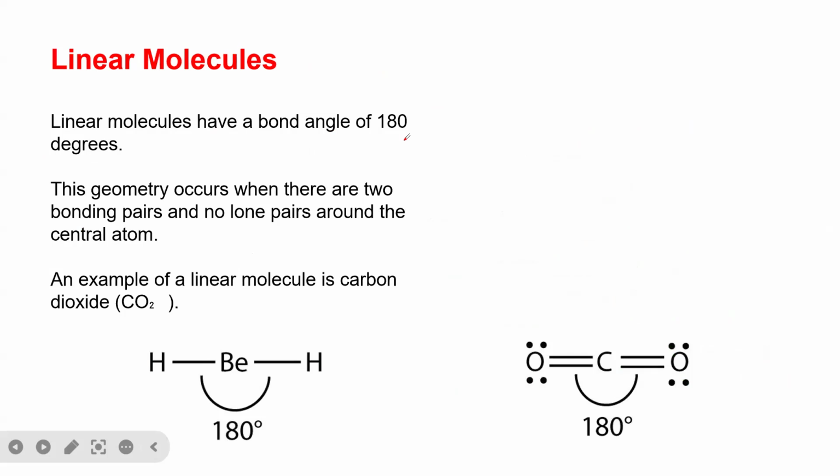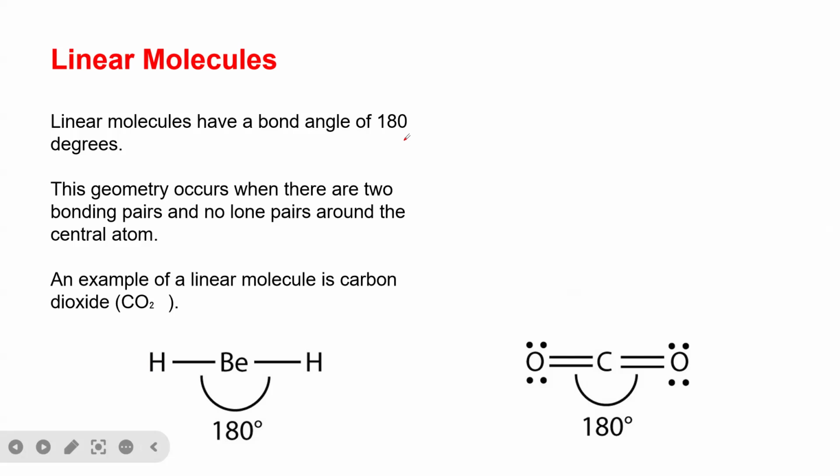So we have the linear shape. Linear molecules have a bond angle of 180 degrees. This geometry occurs when there are two bonding pairs and no lone pairs of electrons around the central atom. So it is simple and easy to predict the shape of molecules as well as their bond angles, provided you know that if there is no lone pair of electrons the shape is this, and if there is a lone pair of electrons, it will change to this.